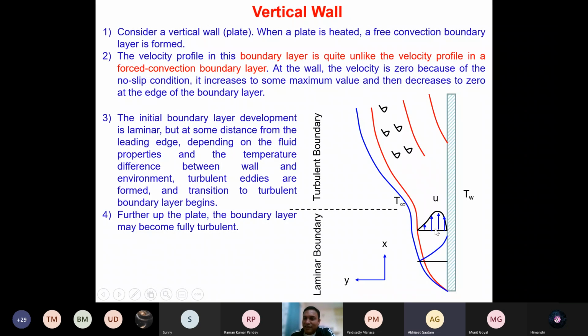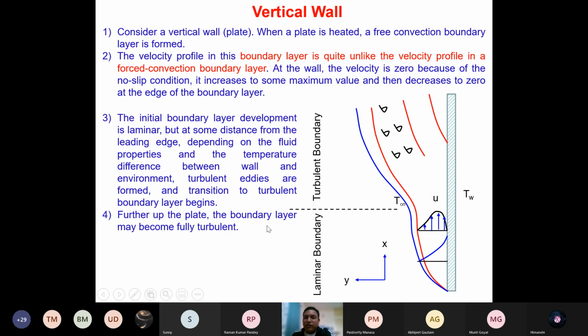Yes, sir. So even though the fluid particles exactly at the wall are at a higher temperature and have a low density, they cannot move up because of the no slip condition. However, the fluid particles slightly away from this wall can move up, isn't it? So we will have a typical velocity profile as shown here.